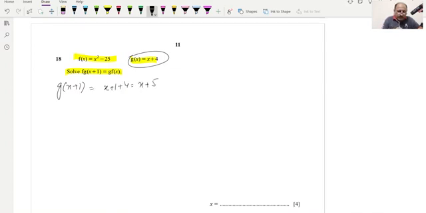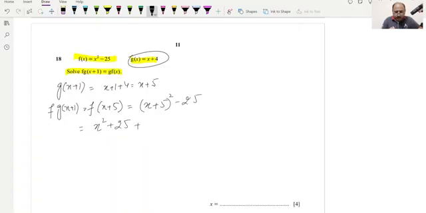Now we can write f of g of x plus 1, which will be f of x plus 5, because g of x plus 1 is x plus 5, so we can write it as (x plus 5) squared minus 25. If we open this square, it will be x squared plus 25 plus 2 into 5, 10x, and minus 25. So minus 25 and plus 25 will be cancelled, and this will be x squared plus 10x. So we found f of g of x plus 1.